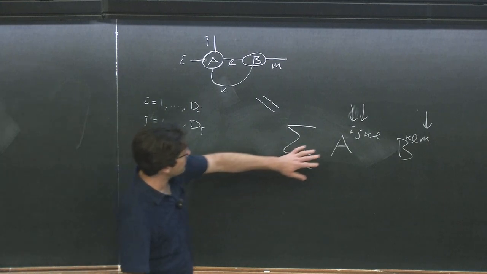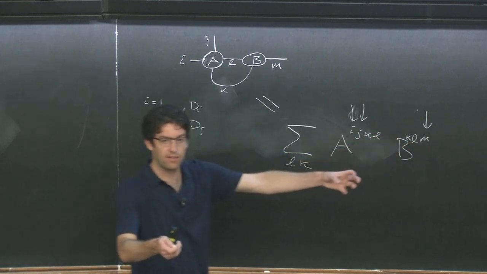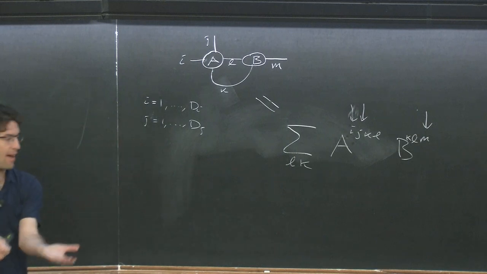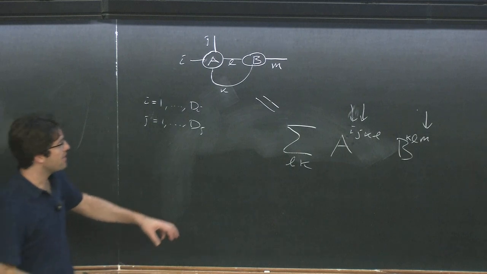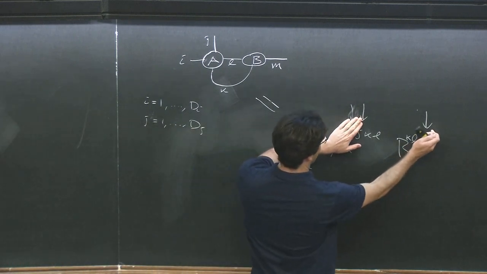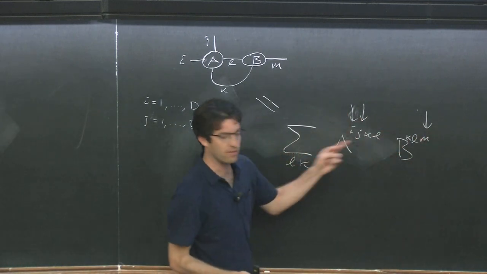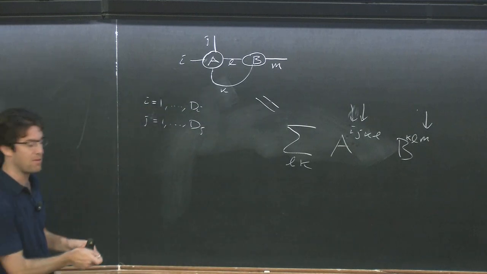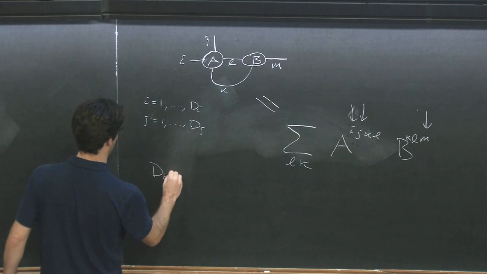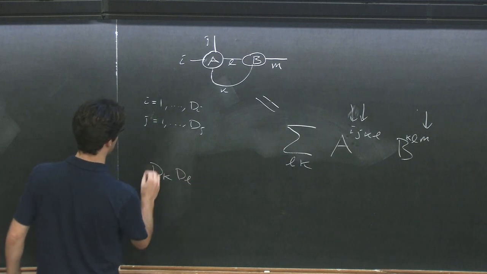So the point is I have to hold I and J and M fixed and think of that as some slice out of A and some slice out of B. Those are fixed temporarily. Then that's some kind of generalized dot product that I have to do over K and L. That dot product costs dimension of K times dimension of L. So each of these inner computations costs D_K times D_L.